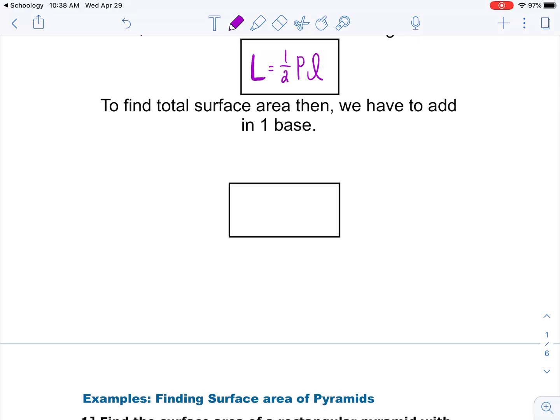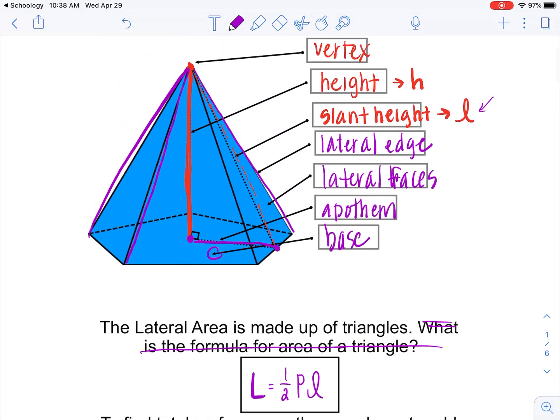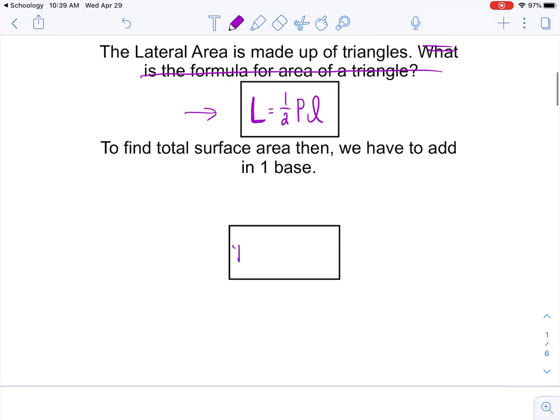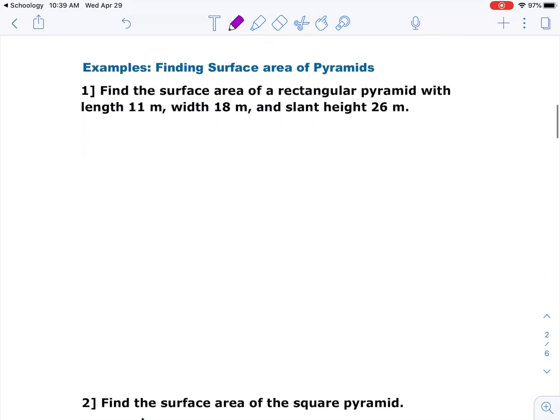Okay, so this formula right here is to find all of those triangles. If we want to find the total surface area, that's everything we can touch, so we'd have to include the base. So the total surface area is just the lateral area plus the area of the base, which is capital letter B, remember. All right, so here's our first example, finding surface area of a pyramid.